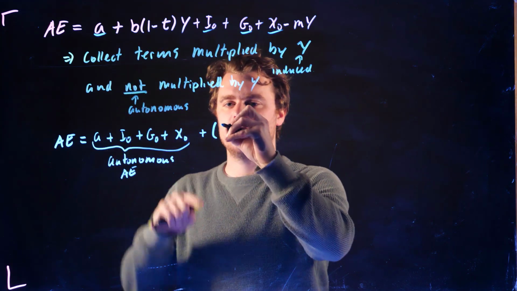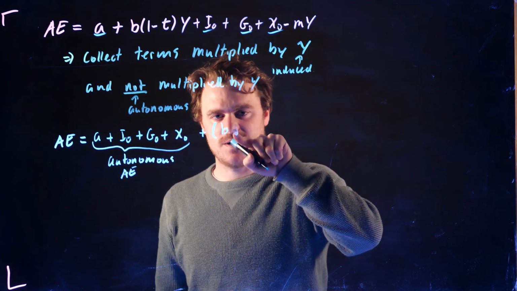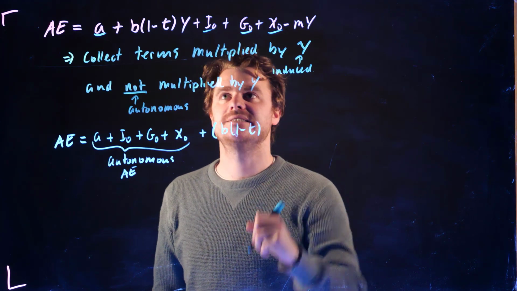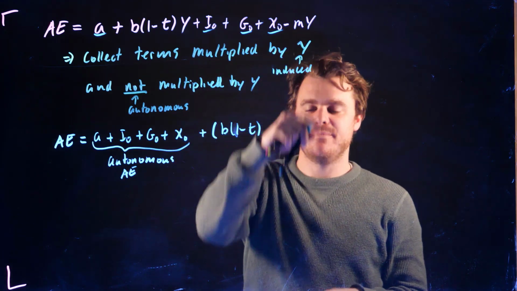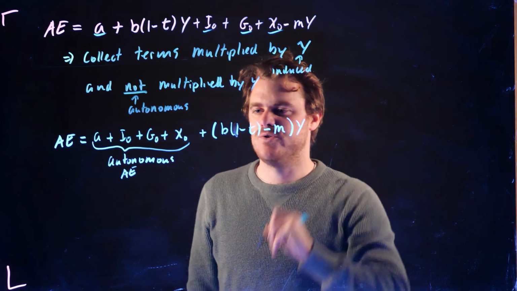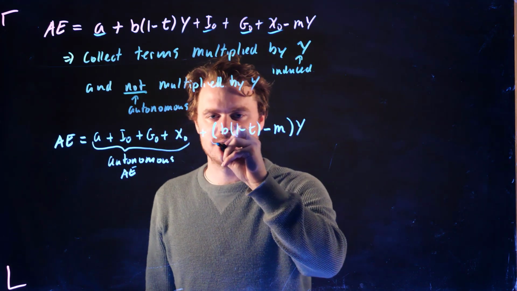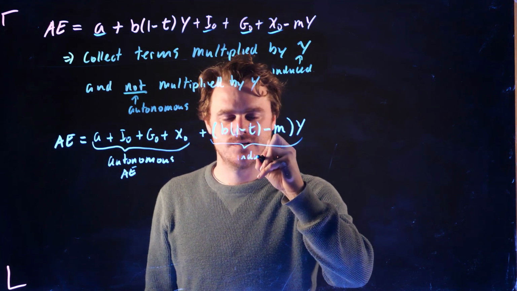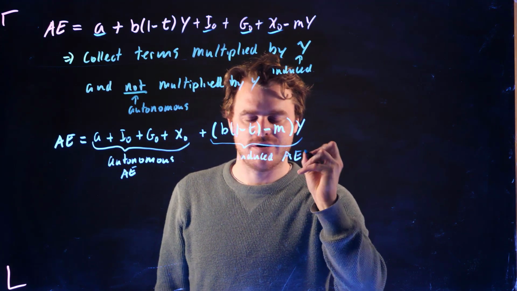So this term here, so B minus B times 1 minus T, and then we have this M over here, and we're subtracting this M, so minus M. And those are all multiplied by Y. Remember, this is that induced aggregate expenditure.